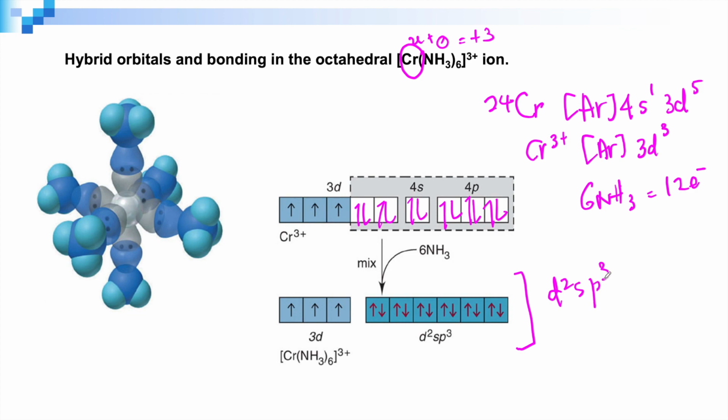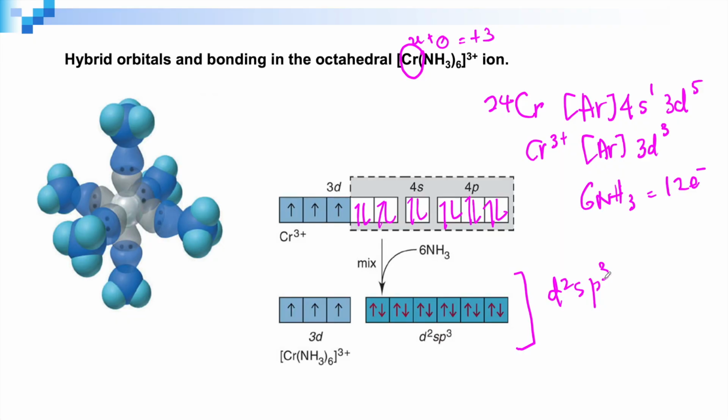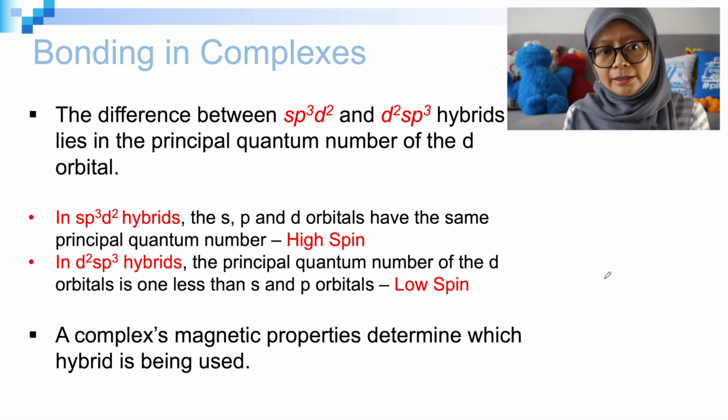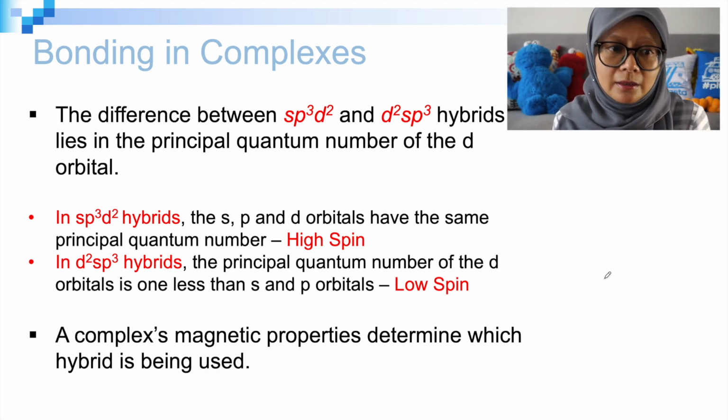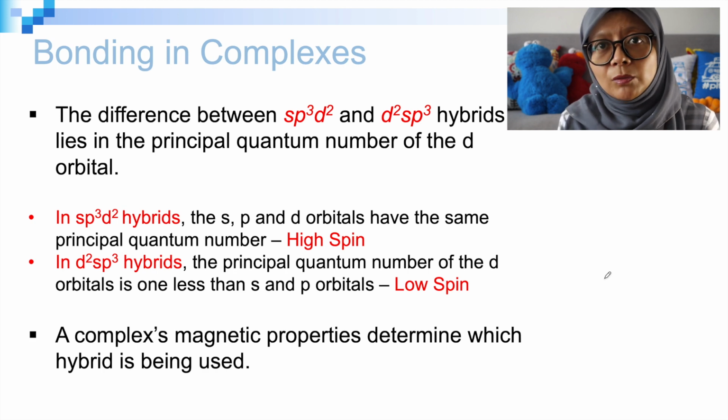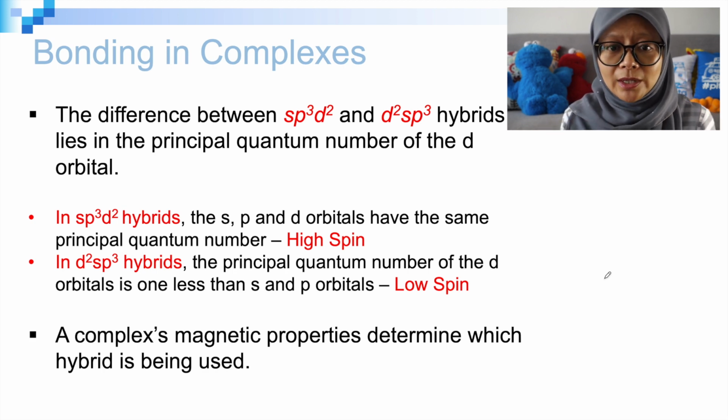So you will get d2sp3, right? So in this case, you need to look at the types of the ligand, whether they are strong or weak ligands. If you have a strong ligand, usually it will become a diamagnetic compound or diamagnetic complex ion. And if you have a weak ligand, usually it will become a paramagnetic compound, right? So yeah, here is where we can see the difference between the sp3d2 and also d2sp3 hybrids.